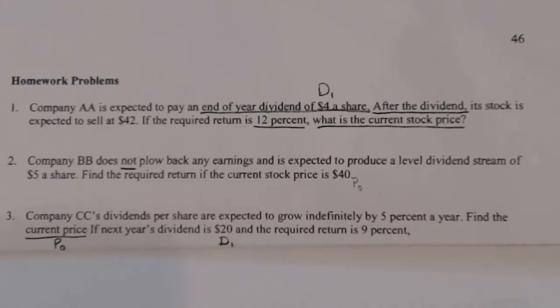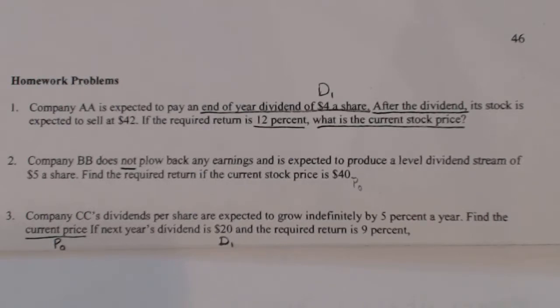Okay, this is page 46, the homework problems. Problem number 1: Company AA is expected to pay an end-of-the-year dividend of $4 a share. Since that's end of the year, that'll be D1. Remember to keep straight between D0 and D1.